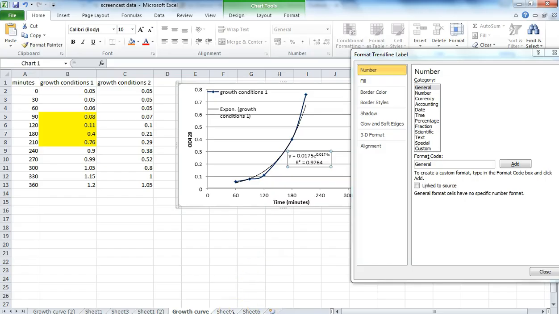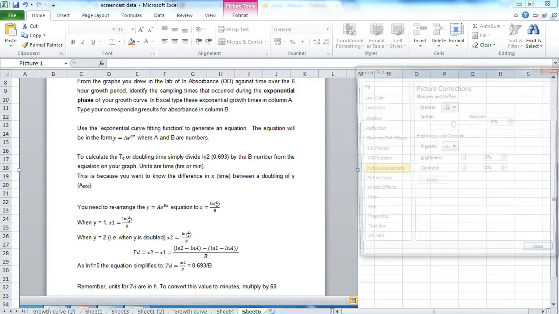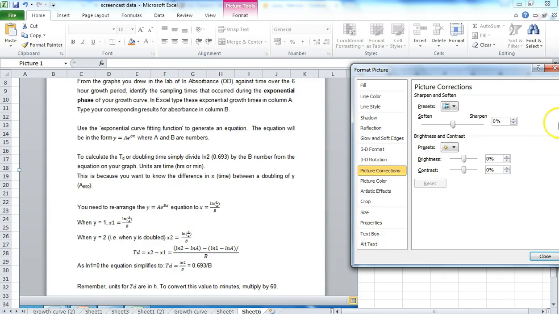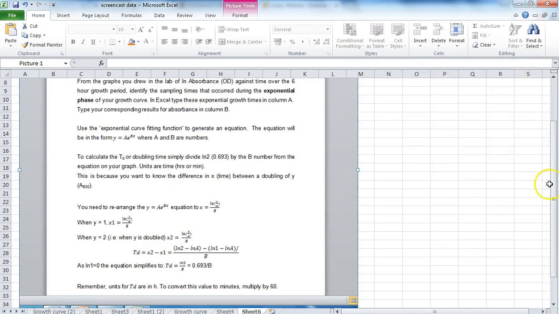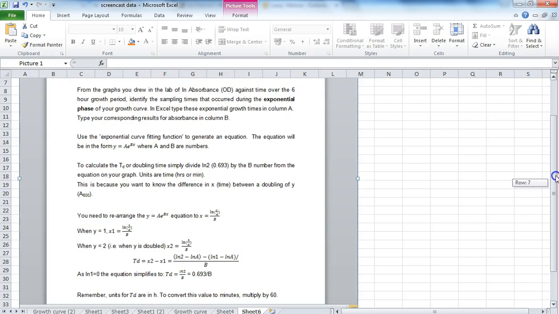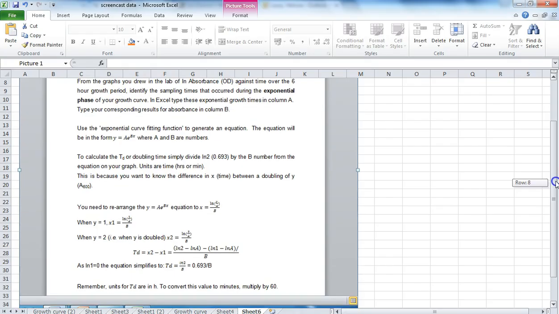In your lab book, you may have seen this page. Obviously the page number will vary depending on what course you're on. But this is at the back in data analysis, and it says from the graphs you've drawn in the lab, this is how we're going to do things in Excel. So we've done all of this, which is excellent, and now we're here.